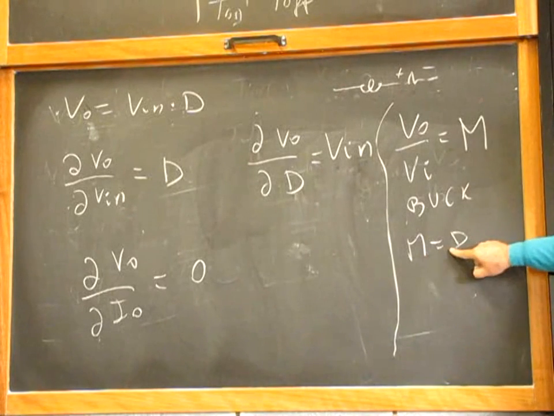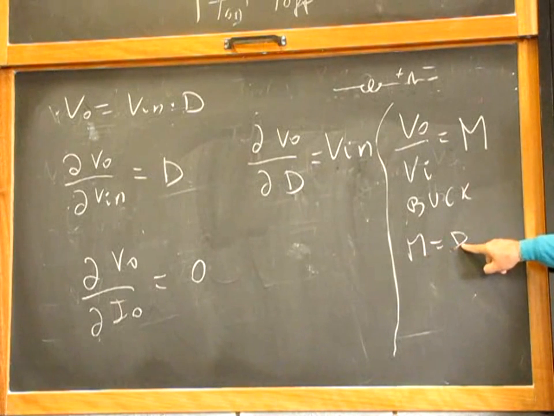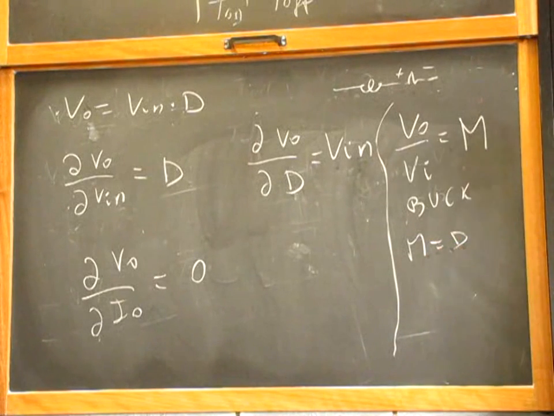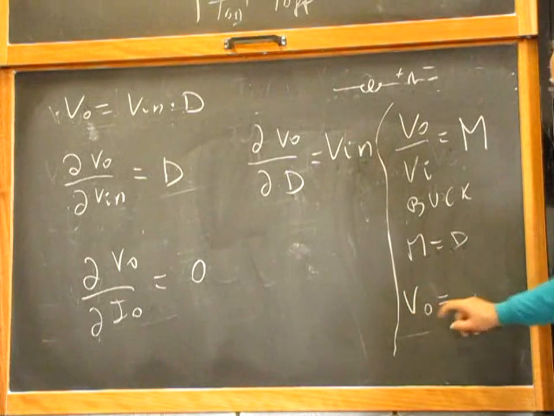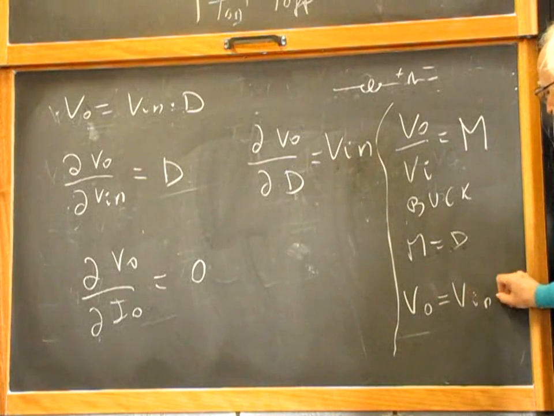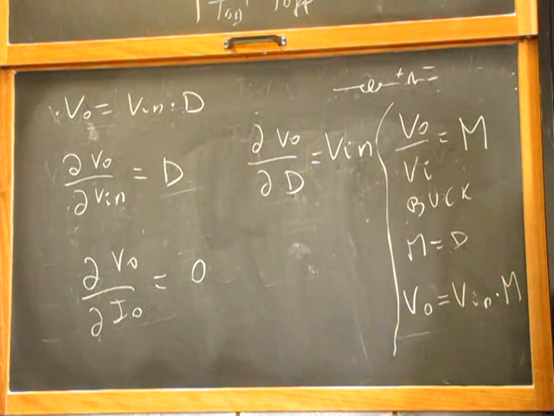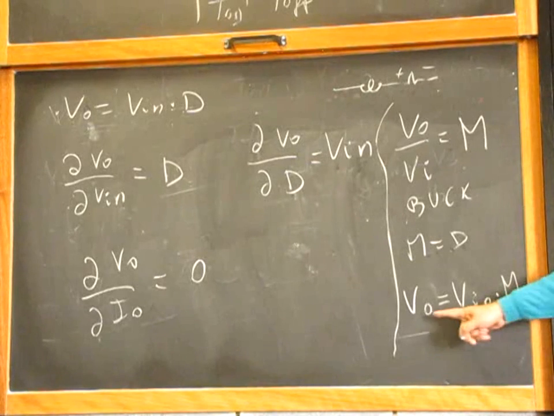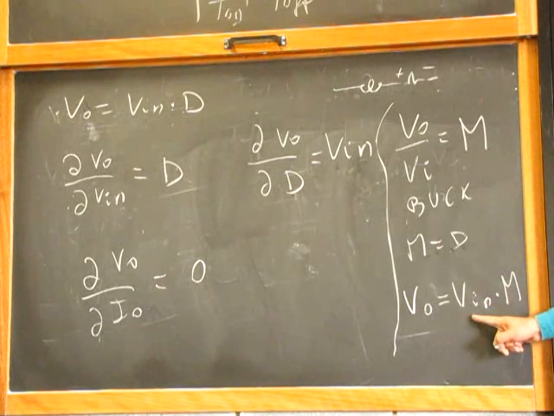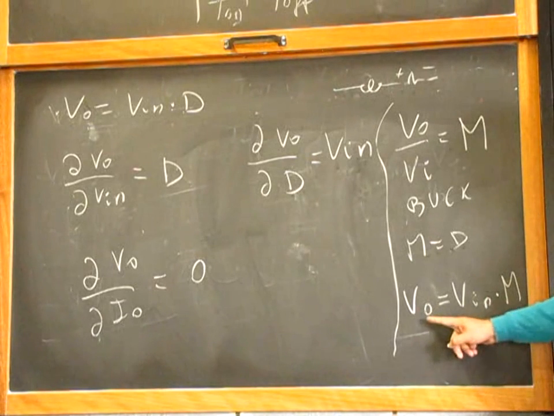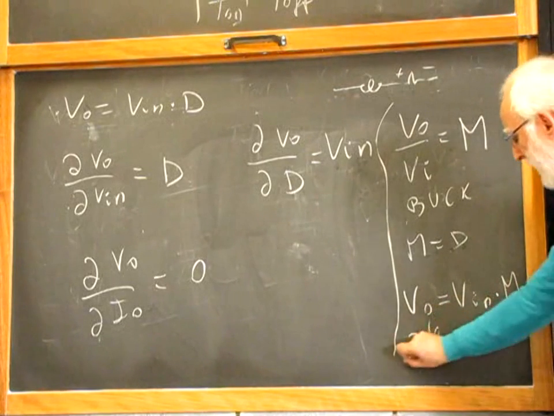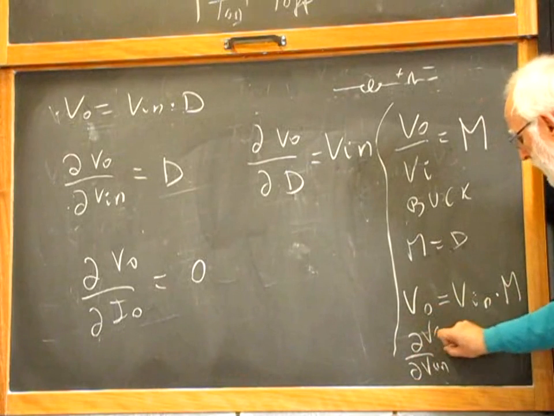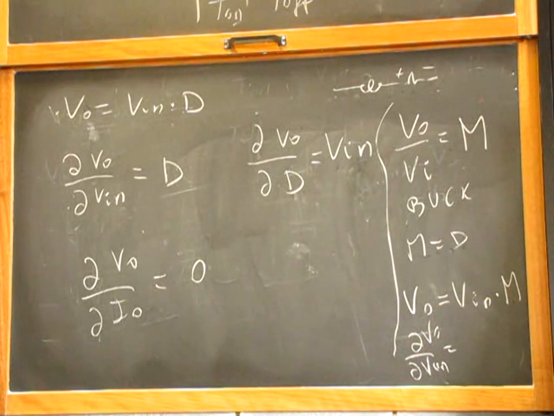M is always, hopefully, a function of duty cycle, and in this case, M equals D. And you have the output for any converter: the output voltage equals the input voltage times M. If you take the derivative, how much does V naught change as V in changes, that is, the derivative of V naught with respect to V in? From this equation, what do you get?